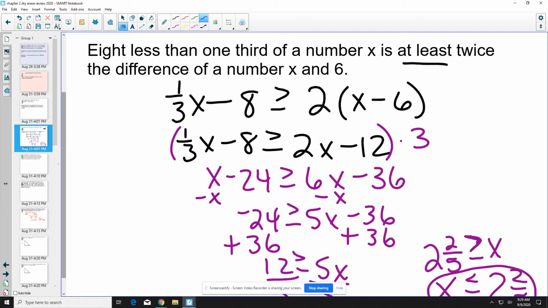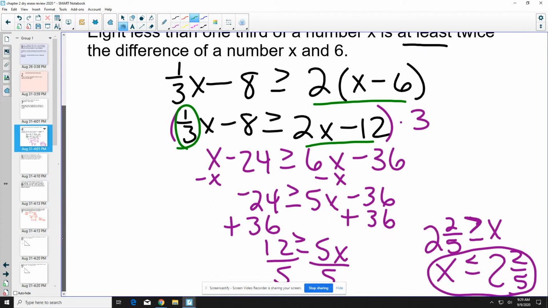To solve this problem, I went ahead and used the distributive property to get a 2x minus 12. And then I don't like to solve with fractions, so I just multiplied the whole inequality by 3 to get rid of this 1/3 x. So if you do that, you have to take every term times 3. So it's x minus 24 is greater than or equal to 6x minus 36. And then I just subtracted x, added 36, divided by 5.